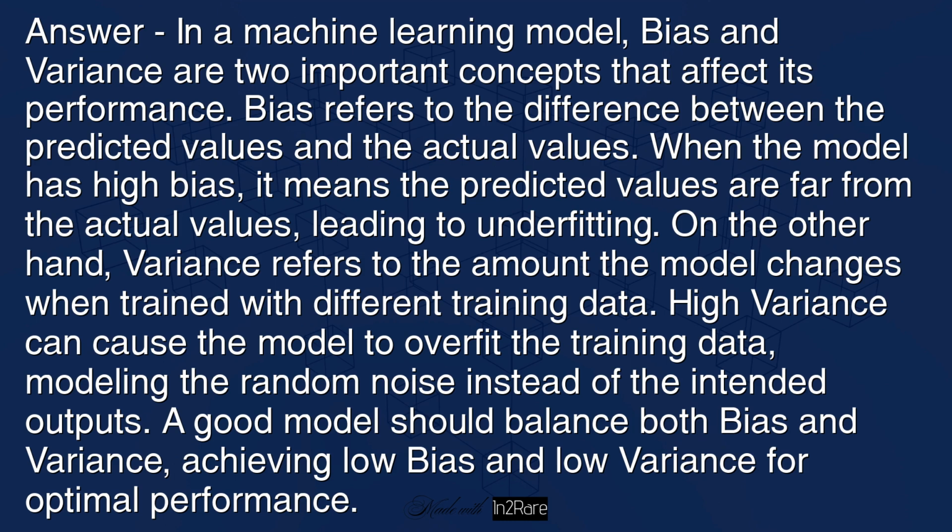On the other hand, variance refers to the amount the model changes when trained with different training data. High variance can cause the model to overfit the training data, modeling the random noise instead of the intended outputs. A good model should balance both bias and variance, achieving low bias and low variance for optimal performance.